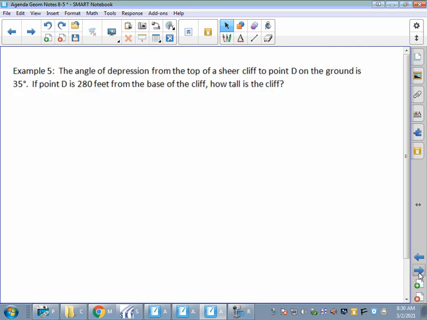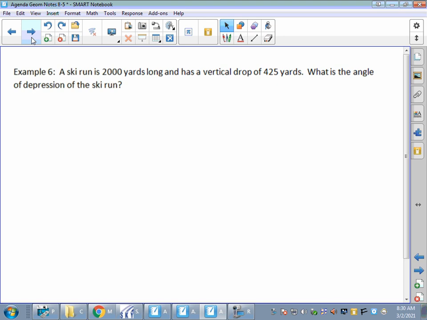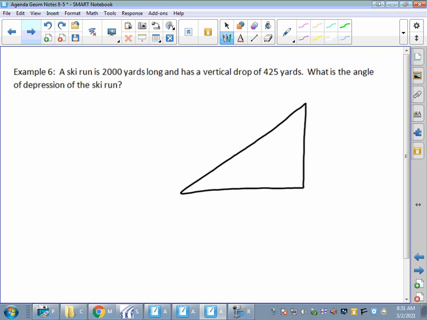All right, so let's see. I feel like we should do one more. Let's do example 6. A ski run is 2,000 yards long and has a vertical drop of 425 feet. What's the angle of depression of the ski run? I don't know if any of you have gone skiing, but let's say here is my right triangle. It says that the ski run itself, where would you ski? What part of this right triangle would you be on? Right, that would be the slant. So this would be 2,000 yards. It has a vertical drop. Here's your clue word. Vertical is up and down, right? So this has to be 425 yards.